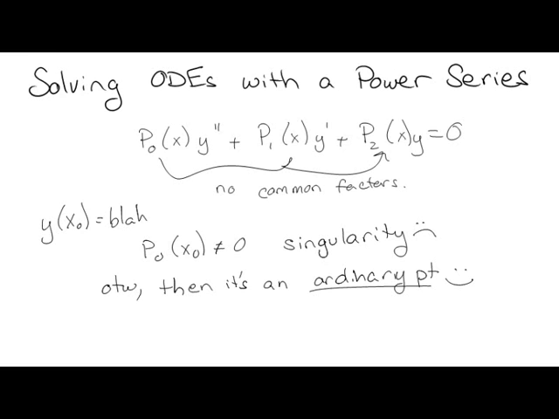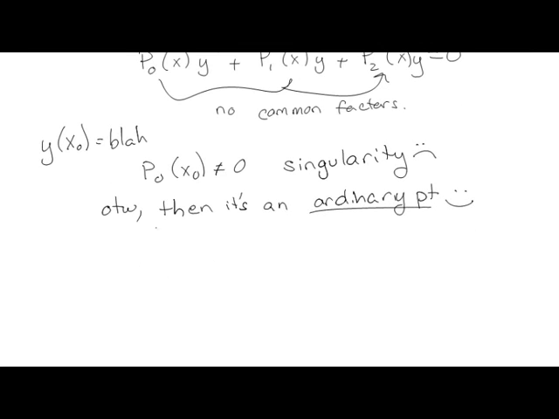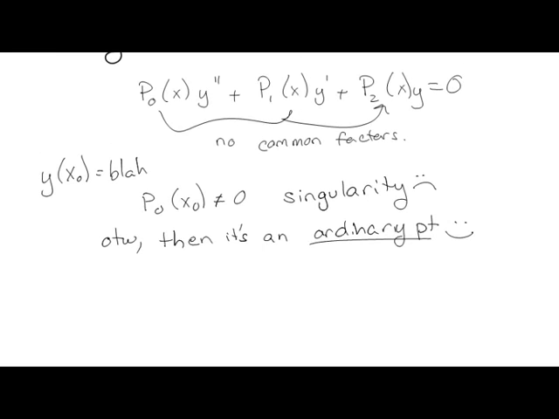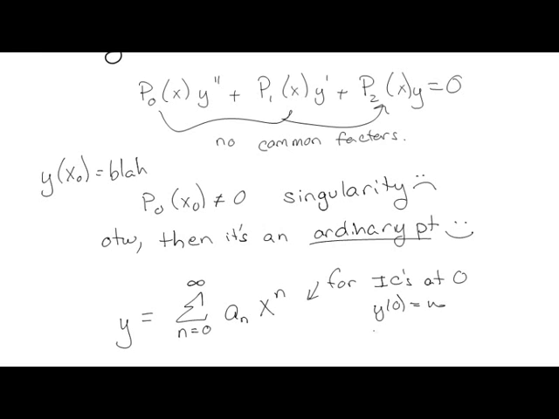The reason that we like having an ordinary point is that we can go through and divide out by p naught and not do any kind of divide by 0. But anyway, the basic idea is that if I have a second order linear ODE, I can create a solution in the form y is equal to the sum from n equals 0 to infinity of a sub n. And I'm going to give you two different versions. One is x to the n, and that's for initial conditions at 0. So like if I knew that y at 0 was blah and y prime at 0 was blah.